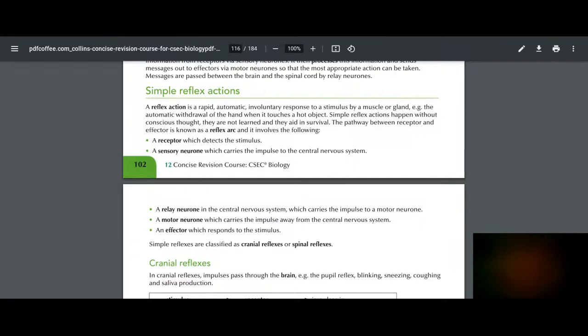So we have a receptor which detects the stimulus, a sensory neuron which carries the impulse to the central nervous system, a relay neuron in the central nervous system which carries the impulse to a motor neuron, the motor neuron which carries the impulse away from the central nervous system, and an effector which responds to the stimulus. I urge you to know the process. It goes from the receptor to the sensory neuron to the relay neuron to the motor neuron, then to the effector.